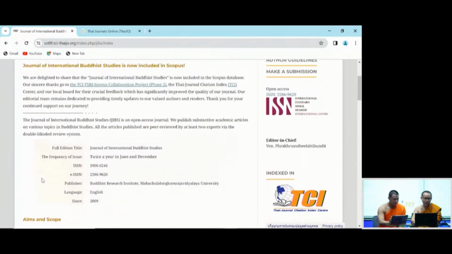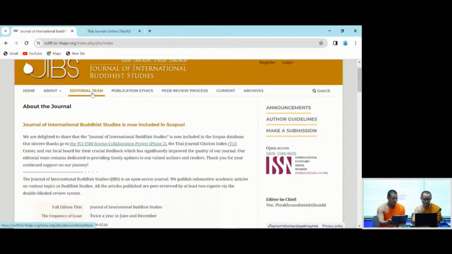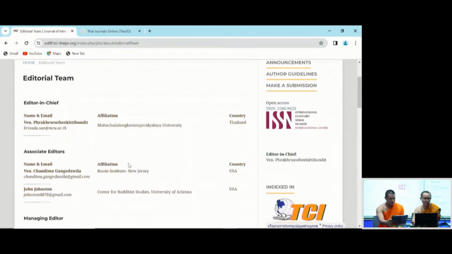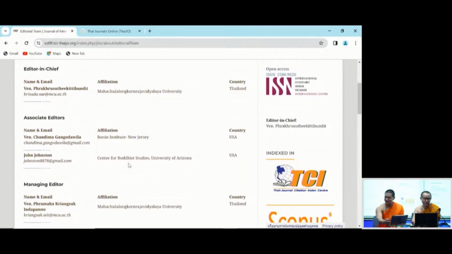And I would like to introduce the team. The most important person, the editor-in-chief, is Phra Khru Sathit Kittipandit, director of the Buddhist Research Institute, and Dr. Jones. He comes to help me to improve. Now we are still improving the journal toward a high ranking in Scopus. Scopus has the quartiles, Q1, Q2, Q3, Q4. Q1 is the best. Yeah, Q1 is the topmost, Q2 is the second one, and I think Q4 is the very basic, the newly indexed journals, I think.